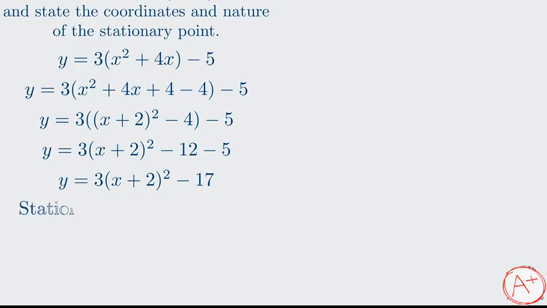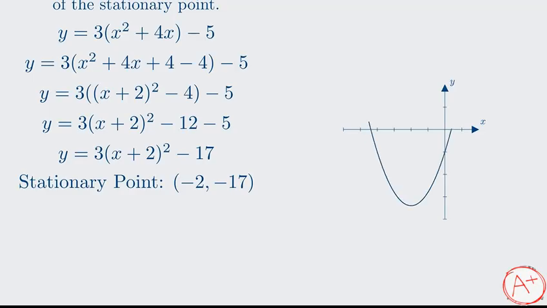From this, we can see the stationary point occurs when the bracket is 0, so x plus 2 equals 0, meaning x is -2. The y value is the constant term, -17. Since the coefficient a is +3, the parabola is U-shaped, making this point a minimum.